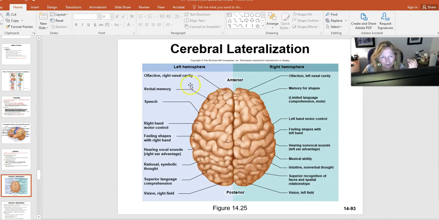We thought in the past that certain things are associated with the left hemisphere versus the right hemisphere, but we know that the brain is fairly plastic. And when I say that, I don't mean plastic like a polymer. I'm talking about the ability to change and be mobile.